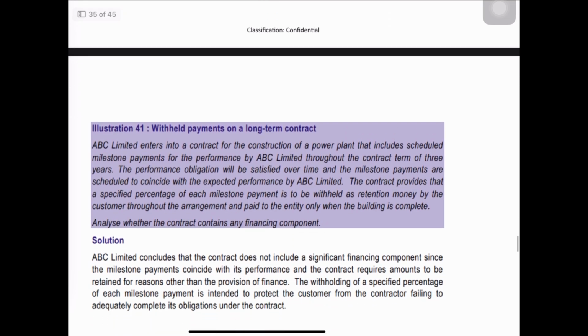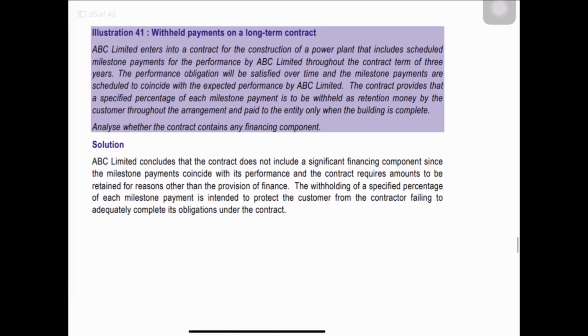Okay, then let's go through the next example. So here ABC Limited concludes that the contract does not include a significant financing component since a milestone payment coincides with the performance and the contract requires the amount to be retained for reasons other than the provision of finance. So the withholding of the specified percentage of each milestone payment is intended to protect the customer from the contractor failing to adequately complete the obligation under the contract. So this is nothing to do with the financing component.